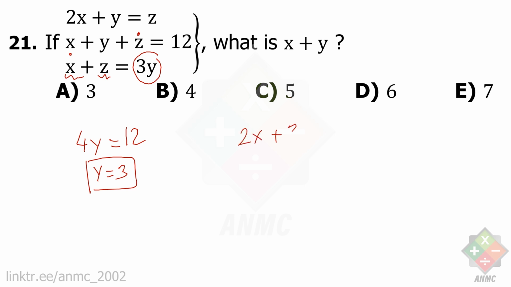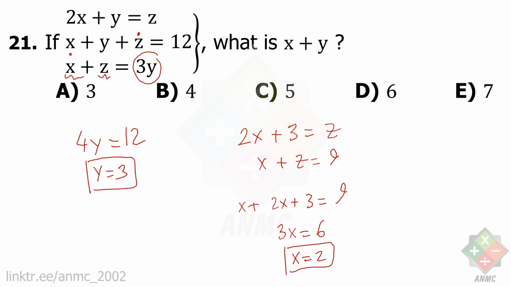2x plus 3 is equal to z because y is 3. X plus z is equal to 9. Here we can solve the question because we know z. Then x plus 2x plus 3 is equal to 9. 3x is equal to 6. X is equal to 2. They are asking x plus 3, and it is 2 plus 3 is equal to 5. The answer is C.